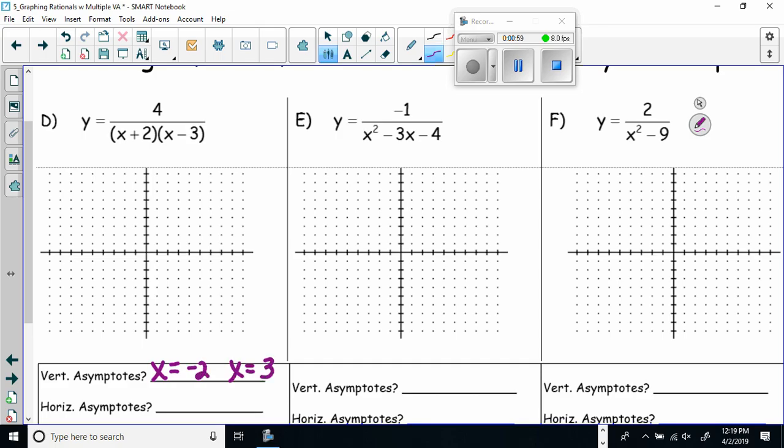So I'm going to graph those two vertical asymptotes. So I've got one at -2 and I've got one at +3. Now, do you see anything added or subtracted from the fraction? No, so my horizontal asymptote is 0. We'll see some examples down below these three where you'll have something added or subtracted to the fraction. Those will be our horizontal asymptotes. So this one's just going to be y equals 0.